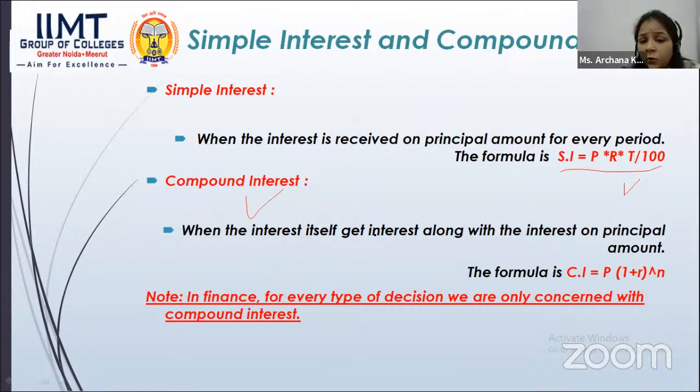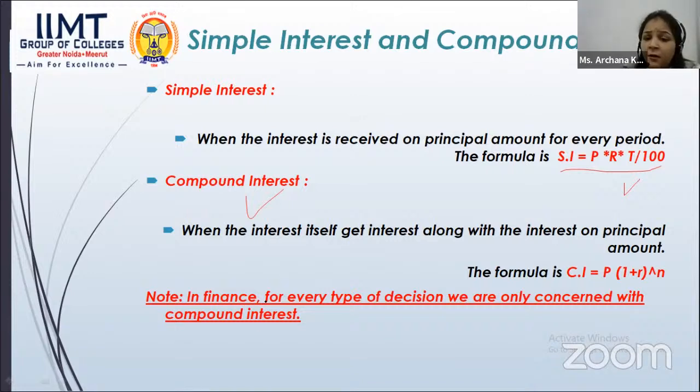On the other hand, in case of compound interest, what we do? We basically take the principal amount plus interest amount and then we calculate the interest. That means in case of compound interest, we always get interest on interest. That means apart from principal, we also get interest on the interest amount.